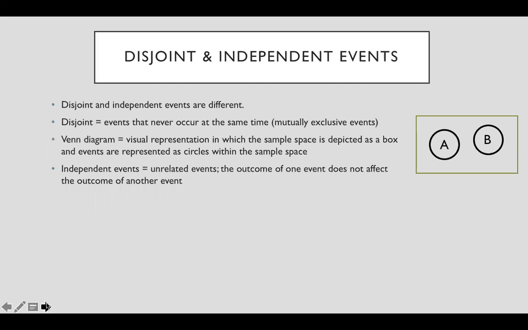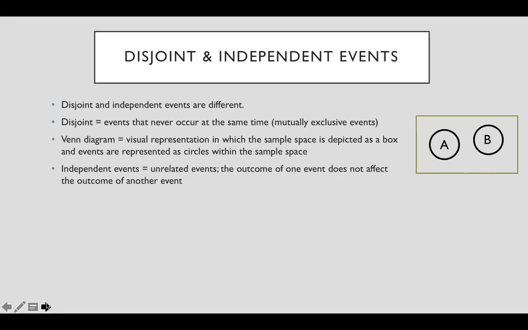Okay, so disjoint and independent events. Disjoint events are events that will never occur at the same time, so they're mutually exclusive. For example, if you're comparing class standing, you can be a freshman one year and a sophomore the next year, but you'll never be a freshman and a sophomore at the same time. That's just exclusive.